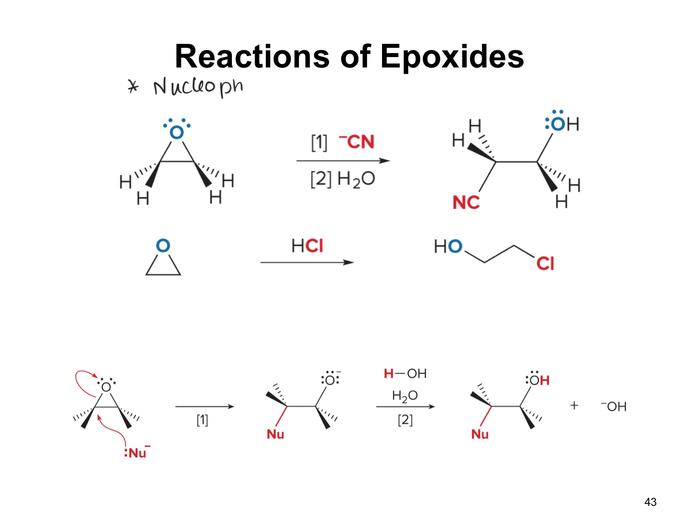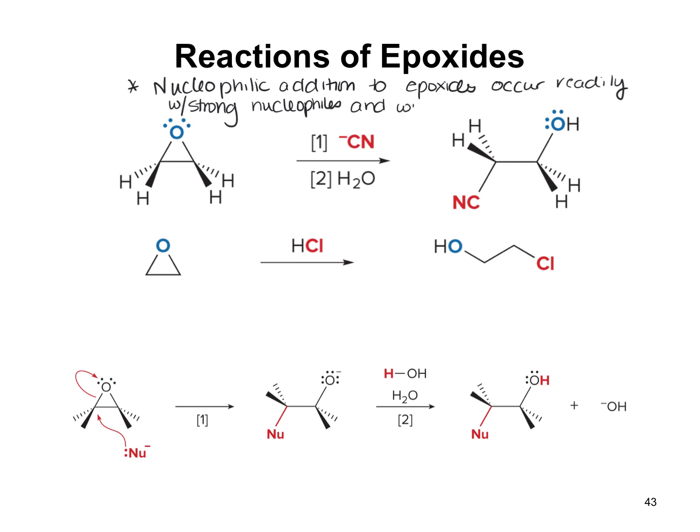Nucleophilic addition to epoxides occurs readily with strong nucleophiles and with acids like HZ, where Z is a nucleophilic atom. Okay, and there are two examples here.